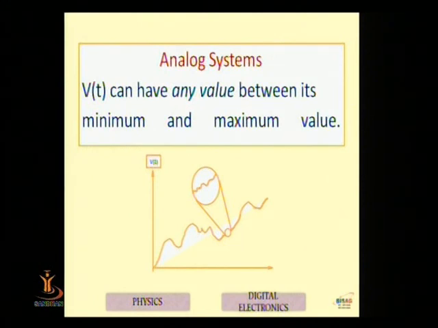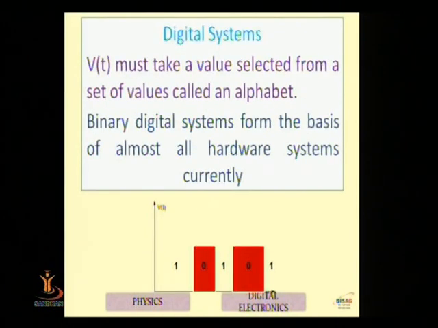An analog system is continuous; at any instant you can measure the amplitude, and it is a variable quantity. In a digital system, 0 or 1 are the two possibilities present in a given signal.